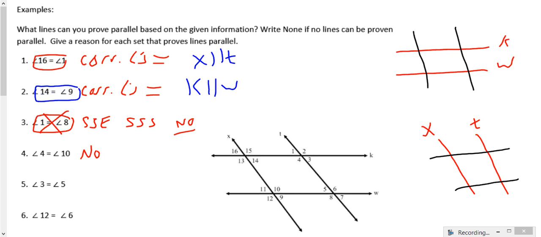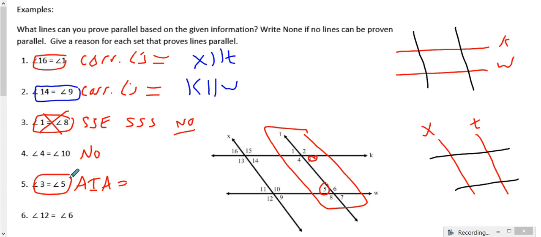Number 5 is 3 and 5. So they're connected by the transversal T. They look like they are alternating sides of the transversal and both interior. And for lines to be parallel, they must be equal. That is what they tell us. So since T is a transversal, K and W are the lines parallel.